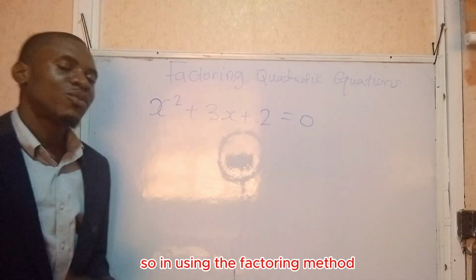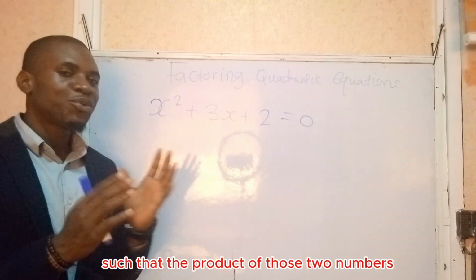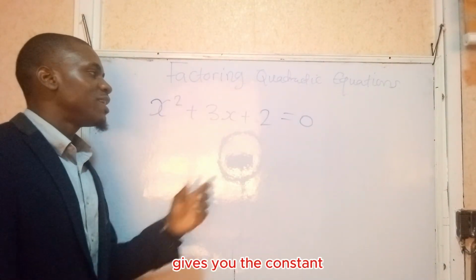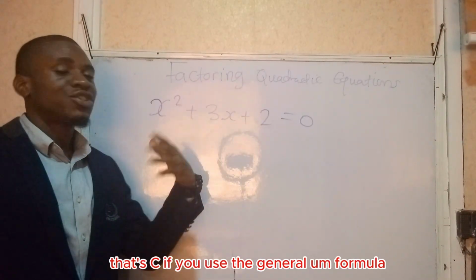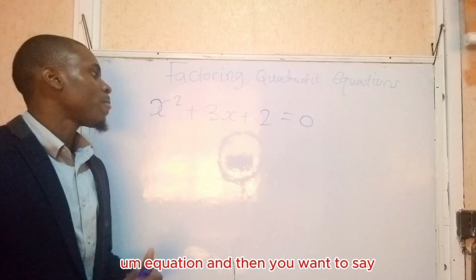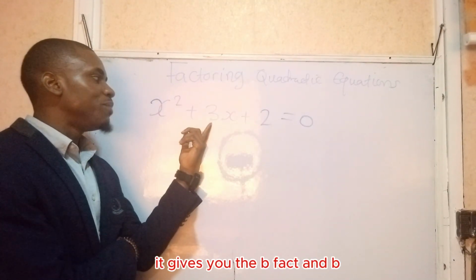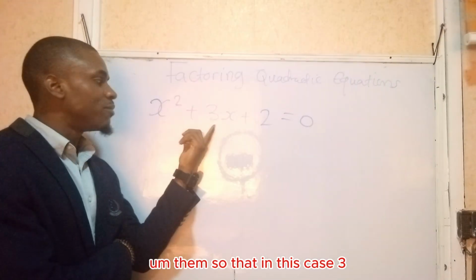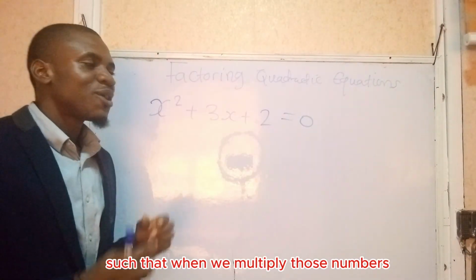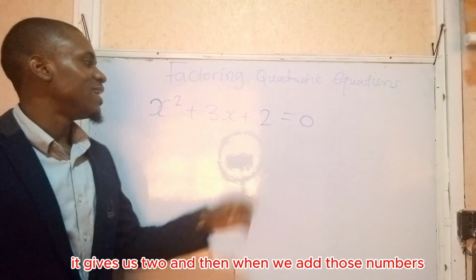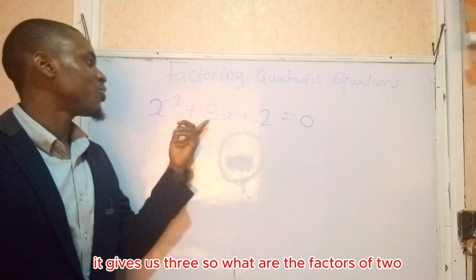In using the factoring method, you want to look for two numbers such that the product of those two numbers gives you the constant. That's C if you're using the general formula equation. And then when you add those two numbers, it gives you the B term, so in this case 3. So we're looking for two numbers such that when we multiply them, it gives us 2, and when we add them, it gives us 3.